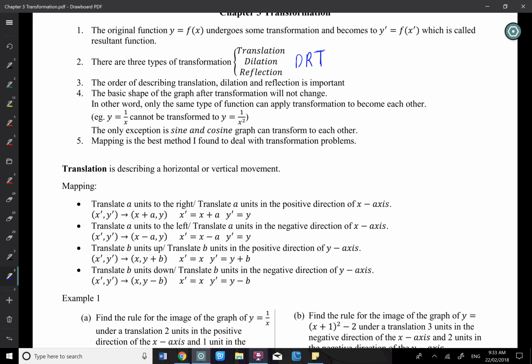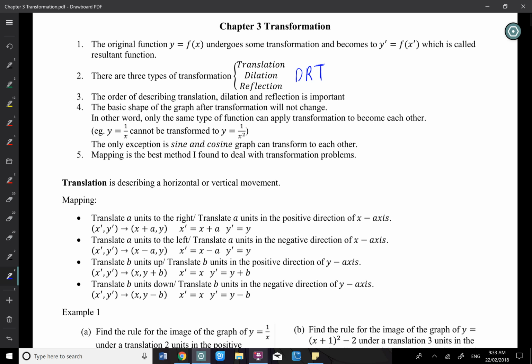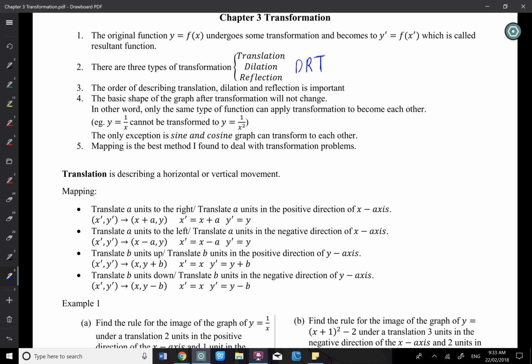I'll show you, you can describe in other ways. It's not something like you must do this way. It's easier for markers, and also it's easier for yourself to always remember one way to do it. But I'll show you other ways. You can do RDT order or TRD order, but it's different. The order of describing translation, dilation, and reflection is very important. Just remember that it's very important.